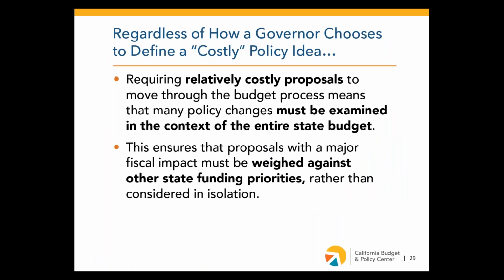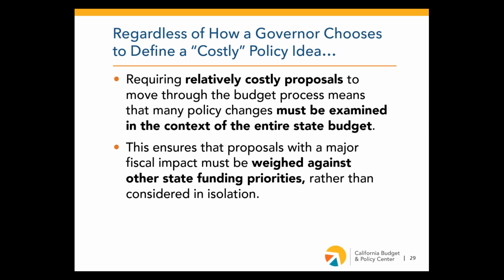the legislature each year. Now, regardless of how a governor actually chooses to define a costly policy idea, requiring costly proposals to move through the budget process means that many proposed policy changes have to be examined in the context of the entire state budget. They're all going into the same pot in May and June as the governor and legislative leaders are trying to lock down the budget for the upcoming fiscal year. What this does is ensure that proposals with a major fiscal impact have to be weighed against other state funding priorities rather than being considered in isolation.